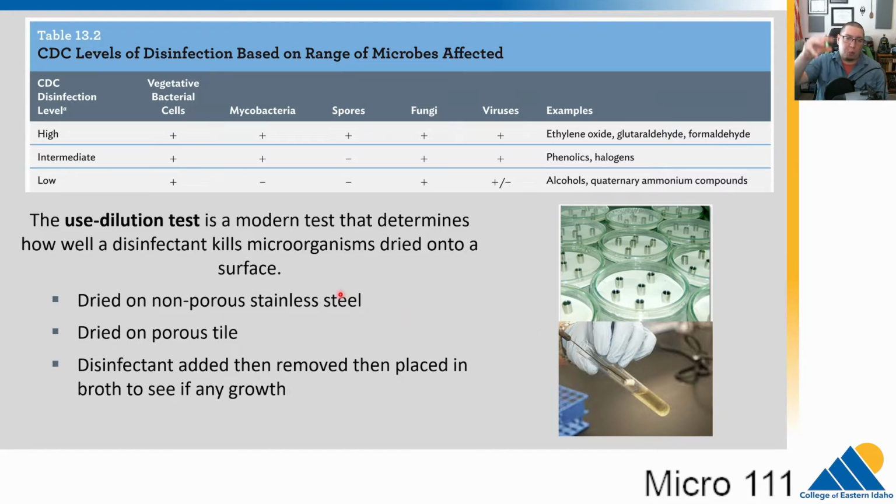So microbes are applied to them, let to dry, and then the disinfectant is added. And then these tiles or cylinders are placed in a liquid medium to see if there's any growth that occurs. And this can be tested for various different microbes. So this is the use dilution test, and it comes up with our standardized rating. And then the CDC can recommend different institutions to use different cleaners.